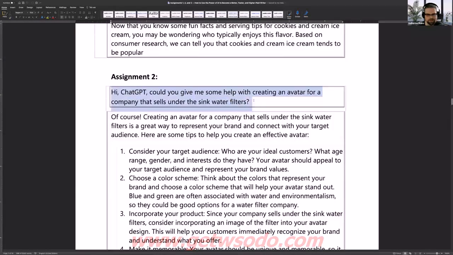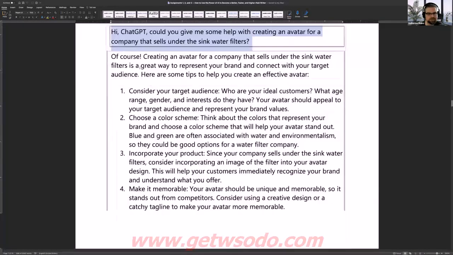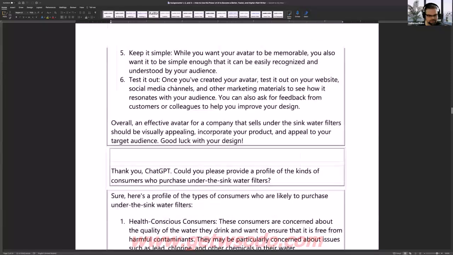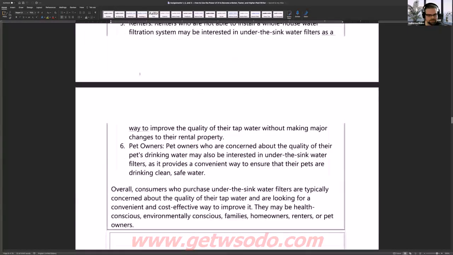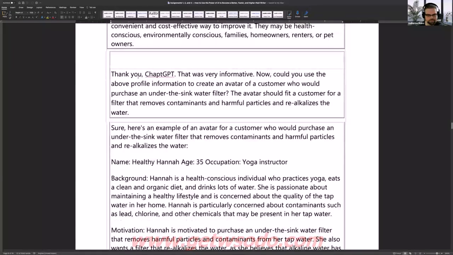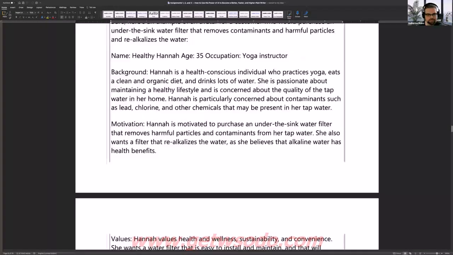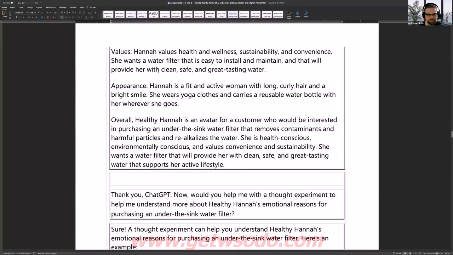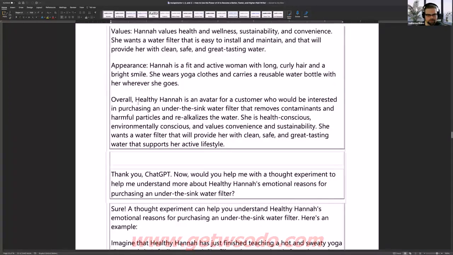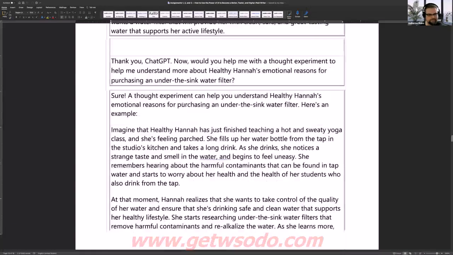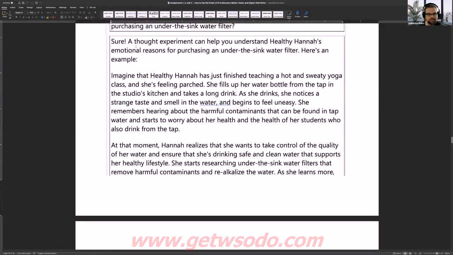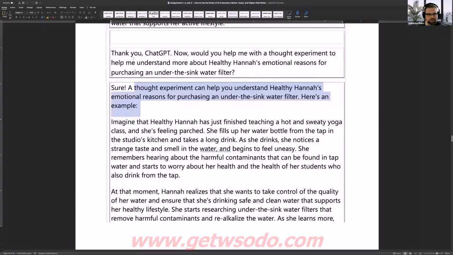Hi, ChatGPT, can you give me some help with creating an avatar for the company sales and sync filters? Okay, so that's fine. And then let's look at the ads. So our avatar is Healthy Hannah, who's a yoga instructor. Oh, that's nice.